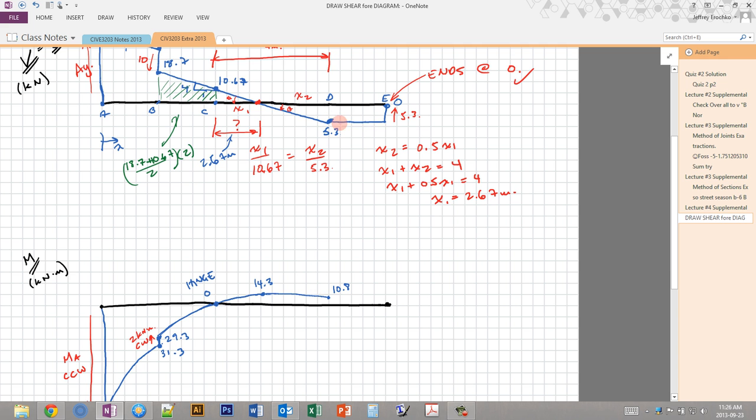Okay, and then what happens between D and E? Well, D and E is constant, so that means that we're going to get a linear change on the moment diagram.